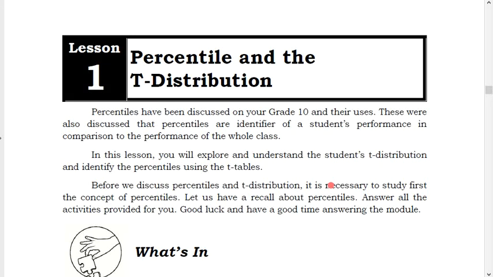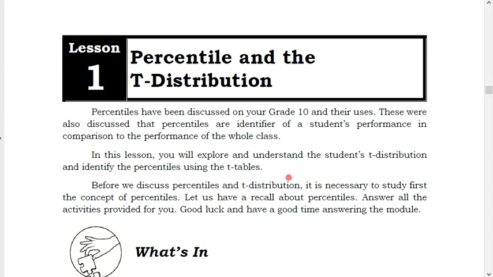Good day, everyone. So our discussion for today is about the percentile and the t-distribution. So what about the percentile? It has been discussed in your grade 10 and their uses. These were also discussed: percentiles are identifiers of the student's performance in comparison to the performance of the whole class. So ang ginagamit natin to measure your performance in your class is the use of the percentile.